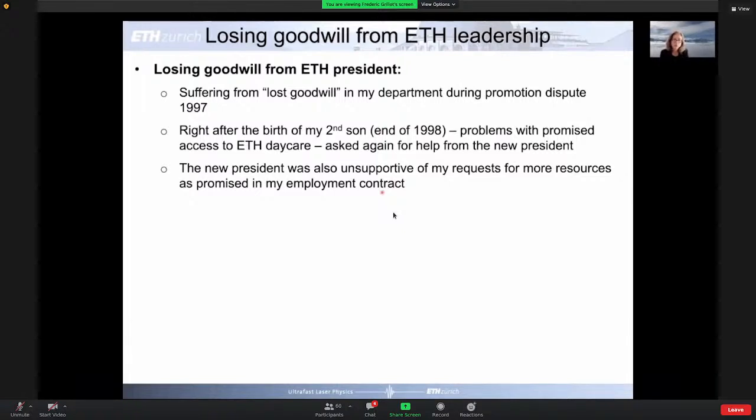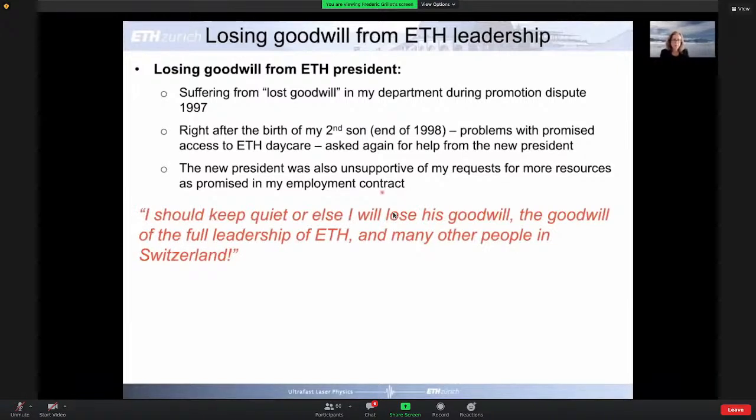The new president was also not supportive of my request for more resources. He even went as far as telling me that I should keep quiet. In a meeting where I was hoping I would get help from him, together with my husband, he told me I should keep quiet or else I will lose his goodwill, the goodwill of the full leadership of ETH and many other people in Switzerland. He even repeated this several times because I just was sitting there and I couldn't believe what I was hearing.